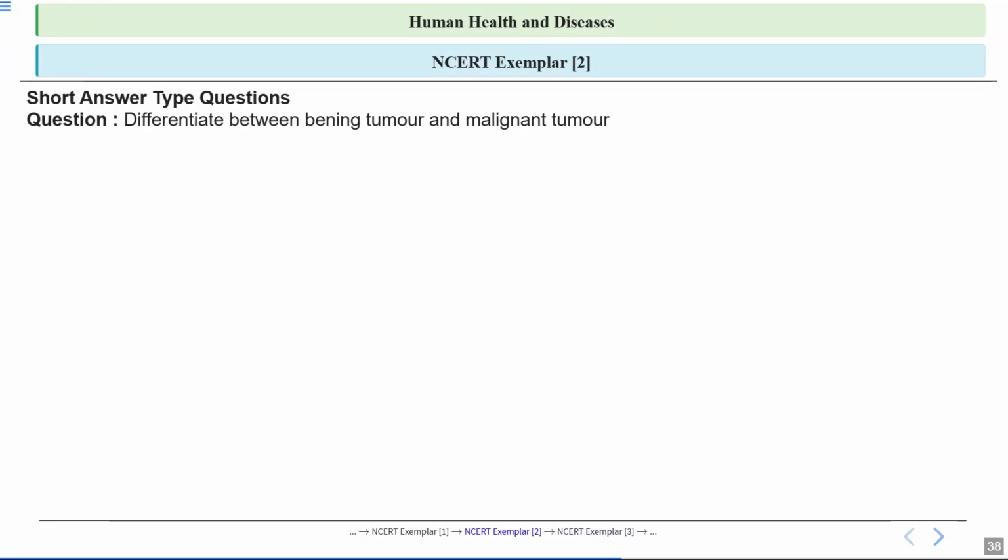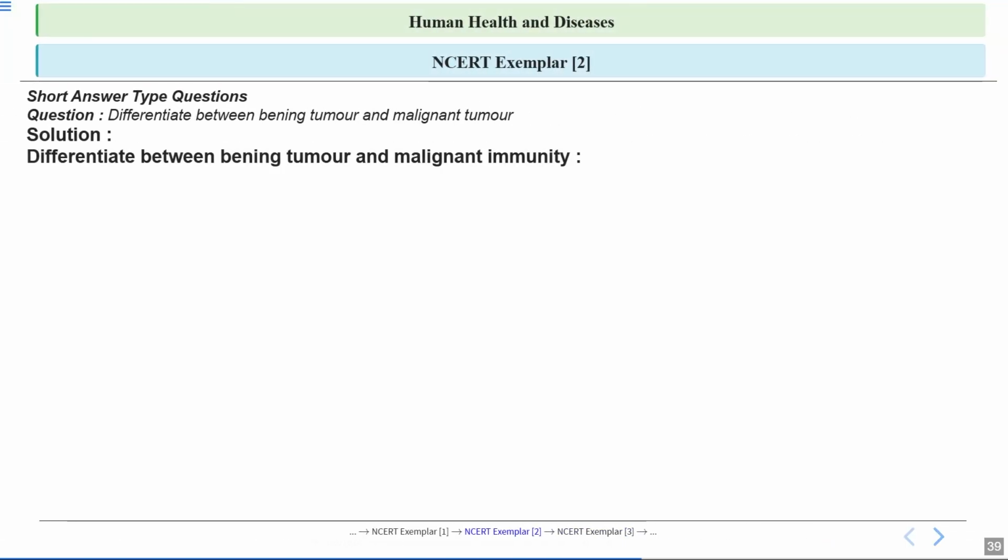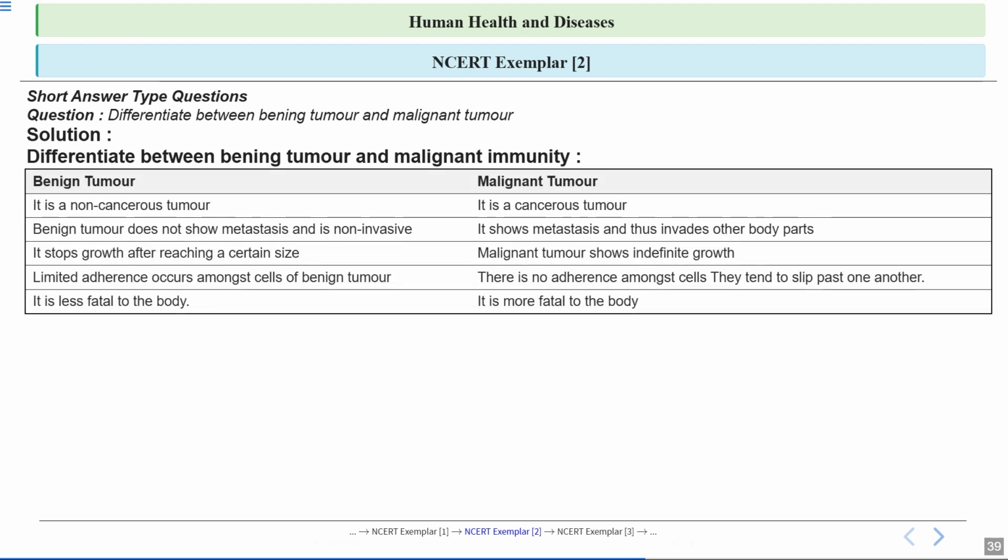Next question is, you have to differentiate between benign tumor and malignant tumor. So let's discuss the answer. What is the difference between benign tumor and malignant tumor?